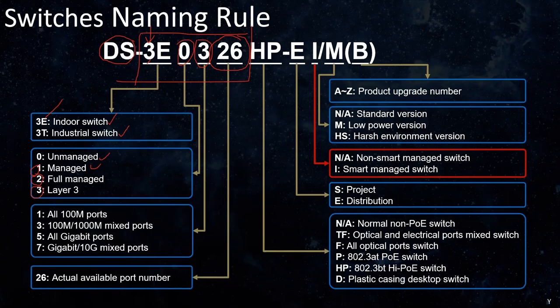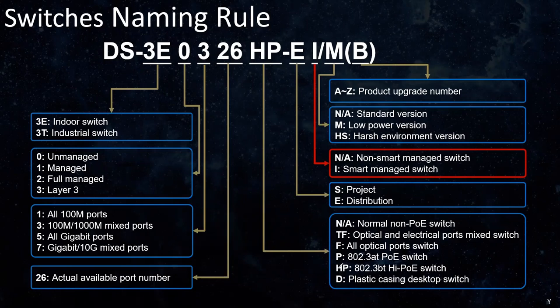So this part, I think it is very clear to all of you. Then finally, we have some other additional features which are coming with the switches. Specifically, some desktop switches, as you can see, come with a plastic casing. So in case you see a D letter here, that is definitely a plastic casing.